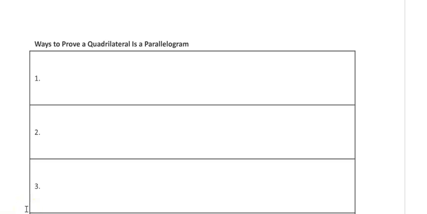These are the geometry 7.3 video notes part 2. So where we left off was we finished example 4. Now we're going to fill out this graphic organizer that says ways to prove a quadrilateral is a parallelogram.